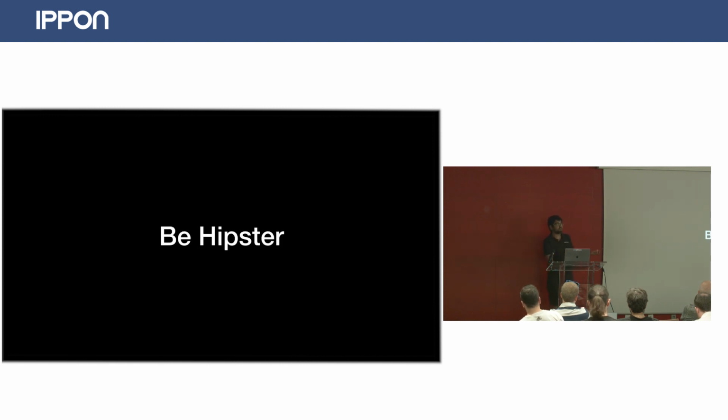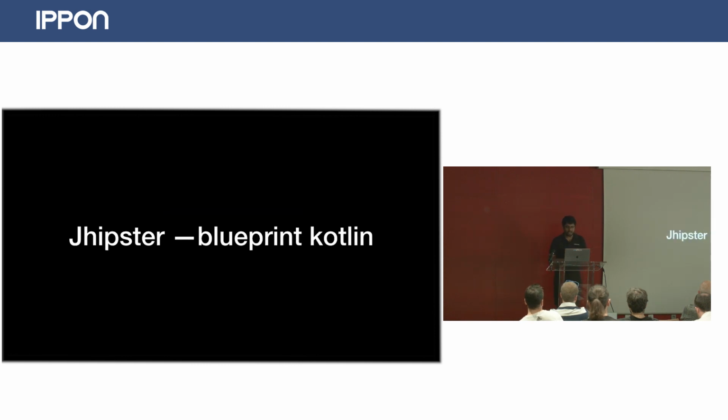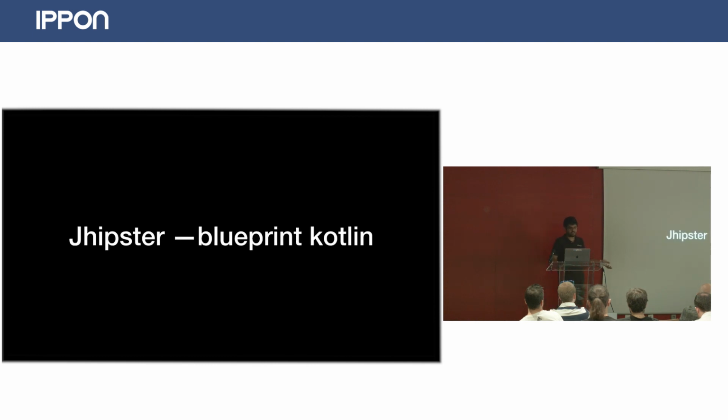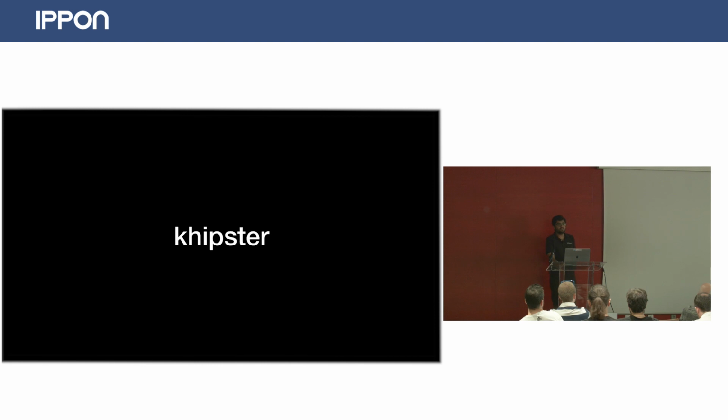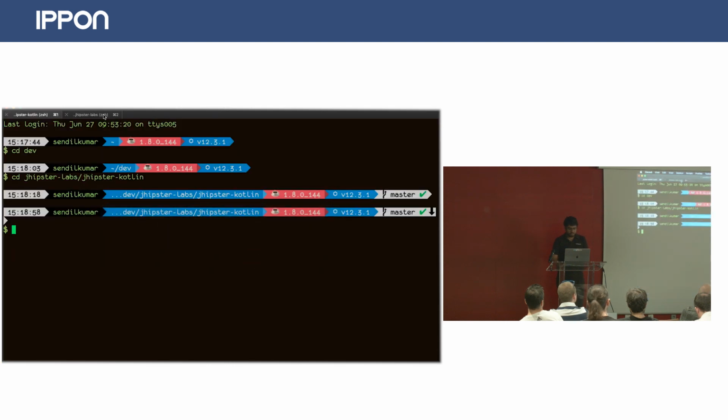Of course, we have to be hipster, right? So being hipster, I'm introducing you to Kotlin Hipster, and that's a new logo. Version 1 I just released. How can you do it? You just run JHipster --blueprint Kotlin. Or you can use KHipster, which is a CLI wrapper around JHipster --blueprint. Instead of typing this entire string that we have here, you just run KHipster, which generates the application. Before we go there, let's see how this wrapper works.